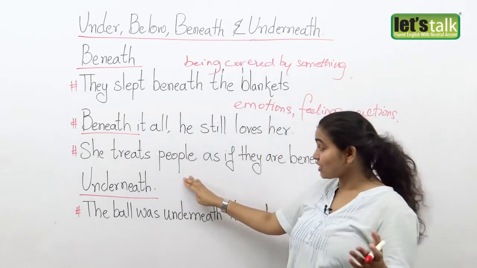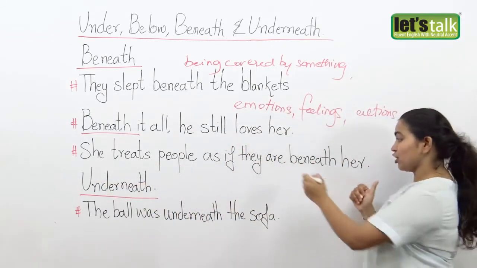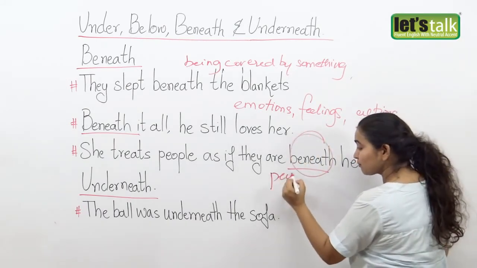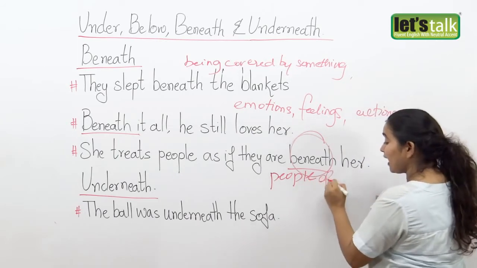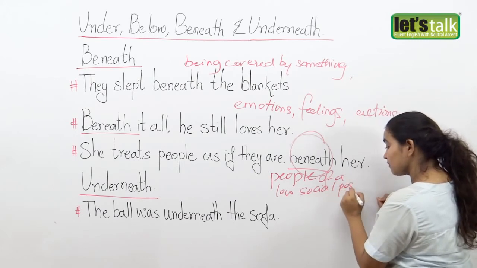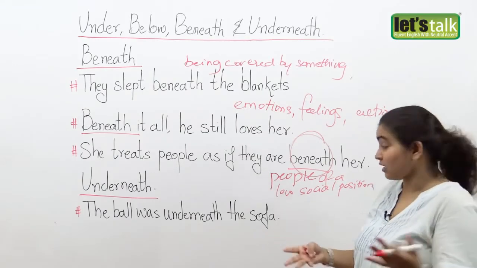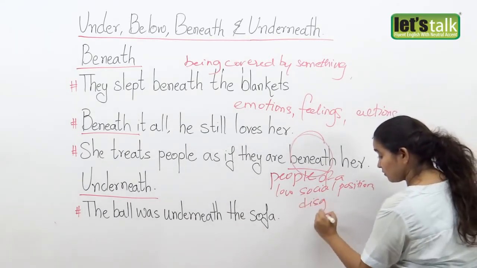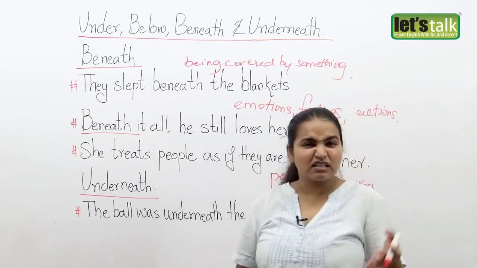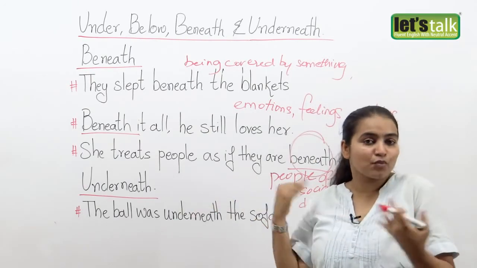And then you have a sentence like, she treats people as if they are beneath her. Now here the word beneath talks about people of a low social position, or someone you want to talk about when you find them very disgusting. I could say something like, the guy is offensive. He is completely beneath me. That is a very high-handed way of saying it.